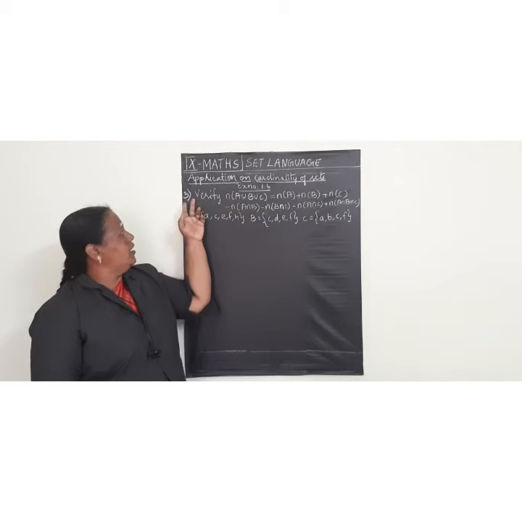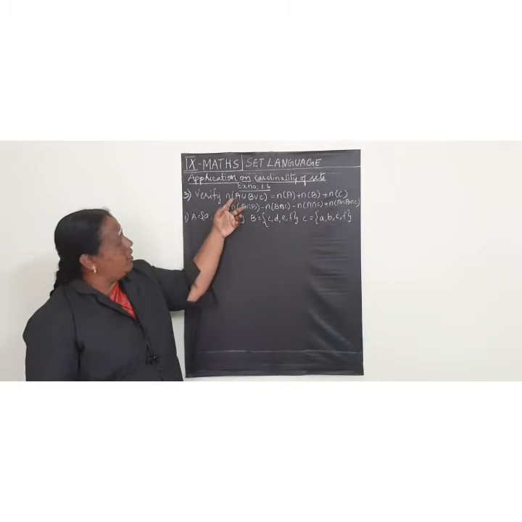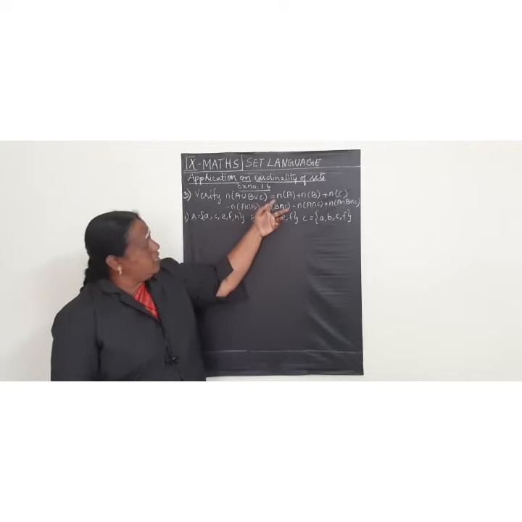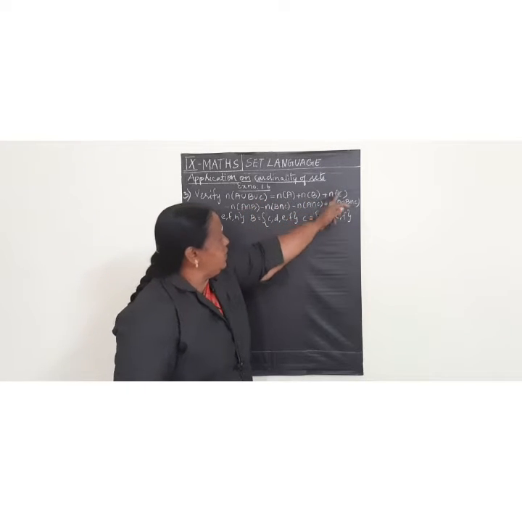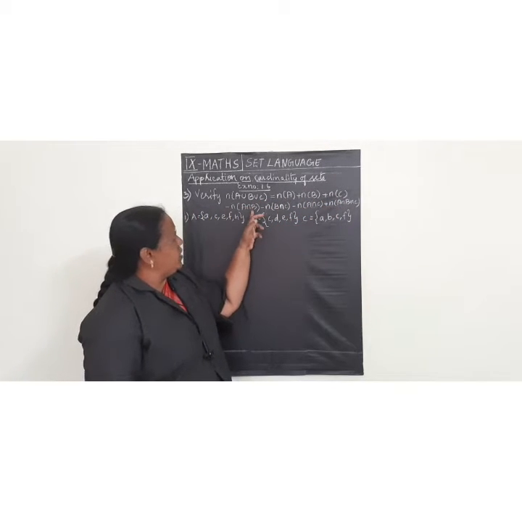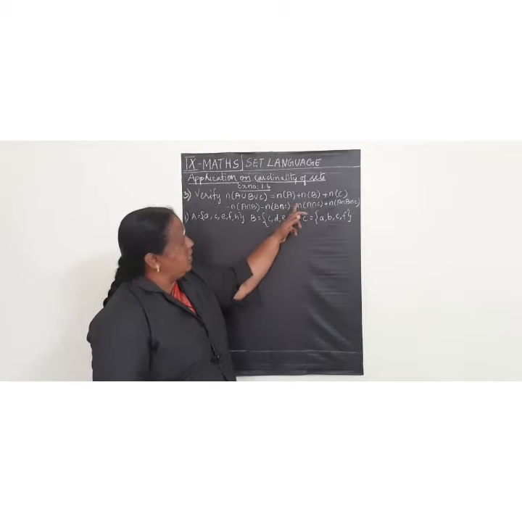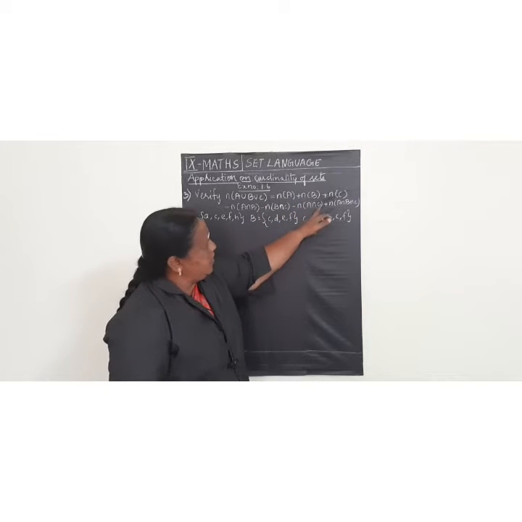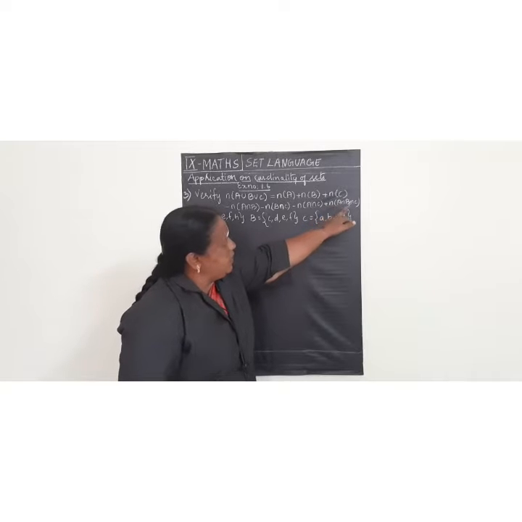Exercise 1.6, third sum. Verify n of A union B union C is equal to n of A plus n of B plus n of C minus n of A intersection B minus n of B intersection C minus n of A intersection C plus n of A intersection B intersection C.